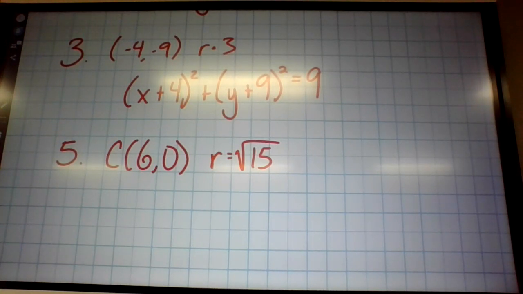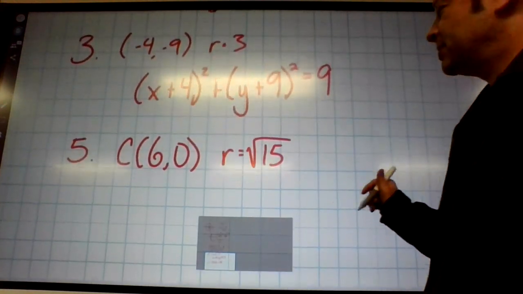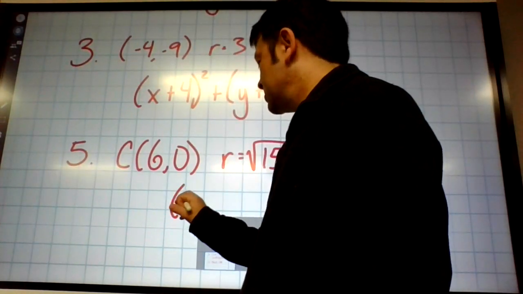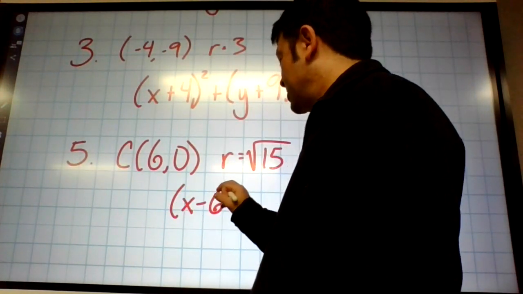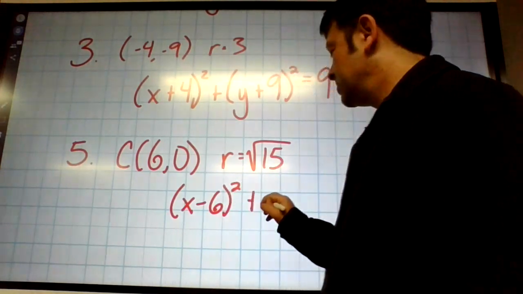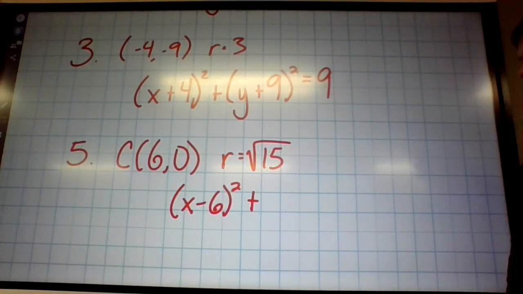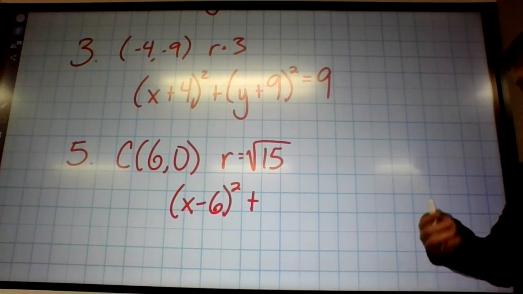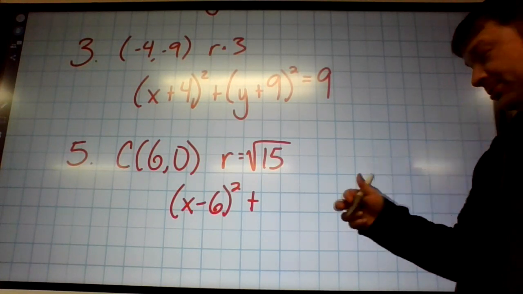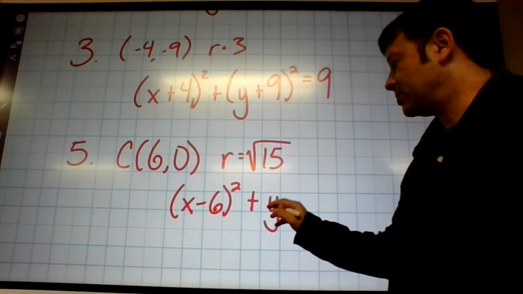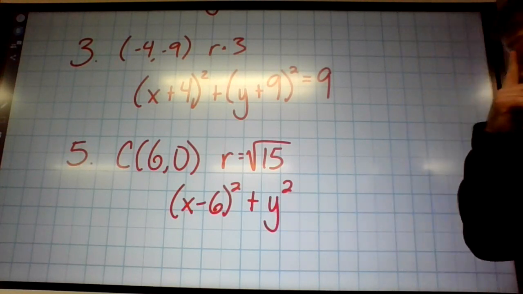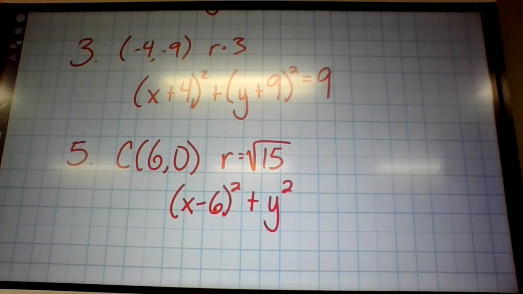Center is at 6, 0. So how do I move it right 6? x minus 6. How do I move it up 0? Just put y squared. You could put y minus 0, but that's just y squared.